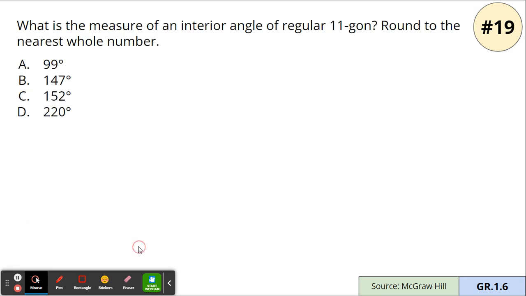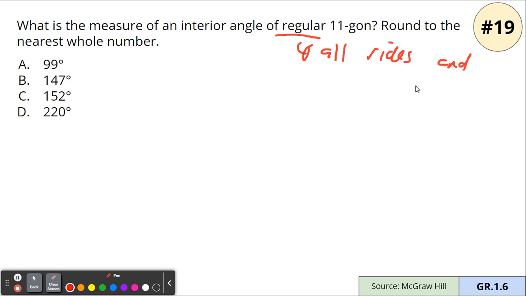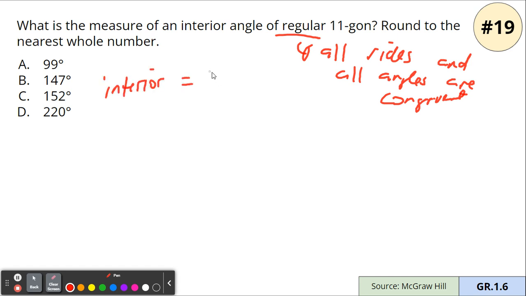Okay, moving on to question number 19. What is the measure of an interior angle of a regular 11-gon, rounded to the nearest whole number? Remember, when we say regular, all sides and all angles are congruent. To find the measure of an interior angle of a regular polygon, we apply the sum of interior angles. So the interior angle of a regular polygon is equal to n minus 2 times 180 divided by n, the number of equal sides.